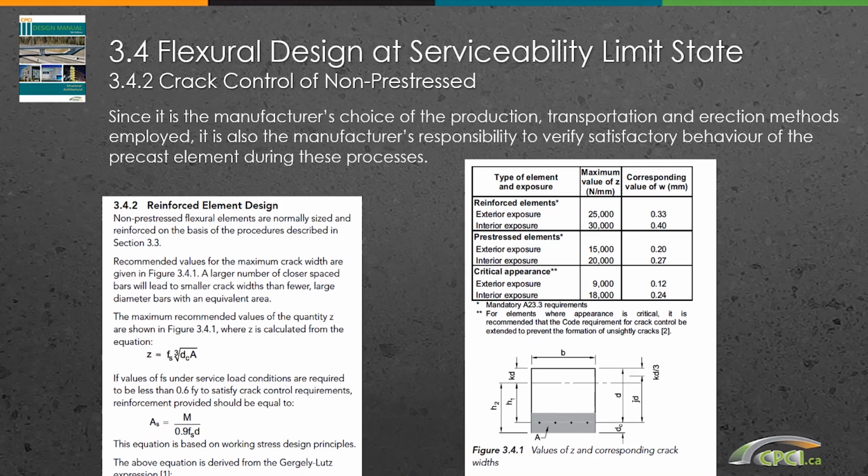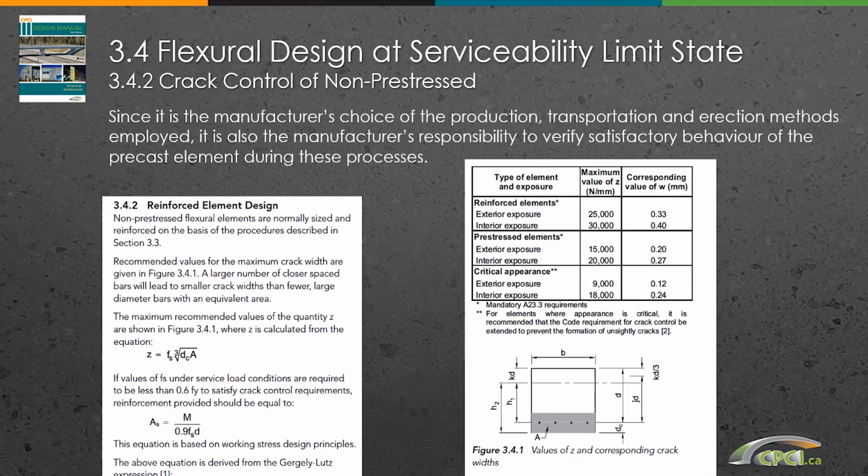So essentially, once we know what kind of element we have, what kind of exposure we have, we calculate Z for that particular exposure using the area A here, which is the area surrounding the pre-stressed strands or the reinforcement. And from there, we calculate the needed reinforcement, assuming that f sub s is 0.6 f sub y. That's an assumption that came out handy.